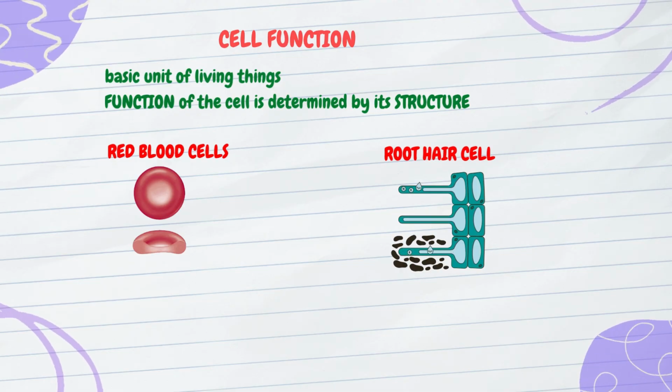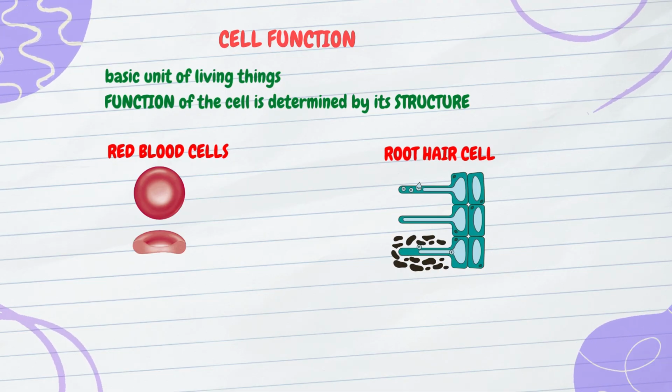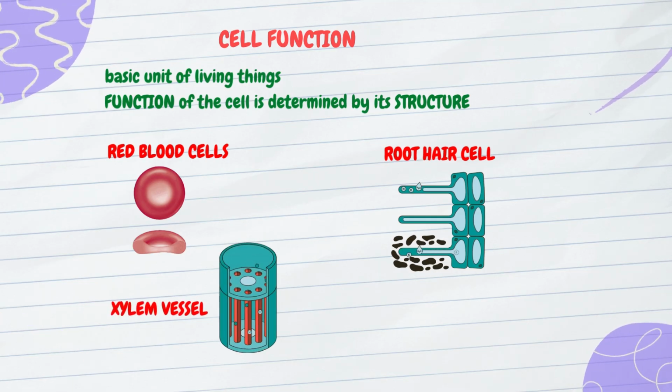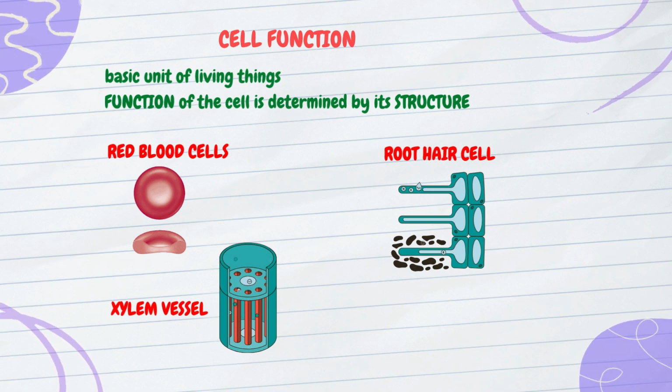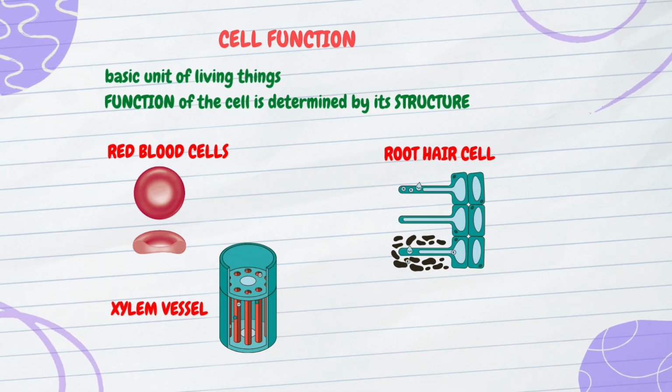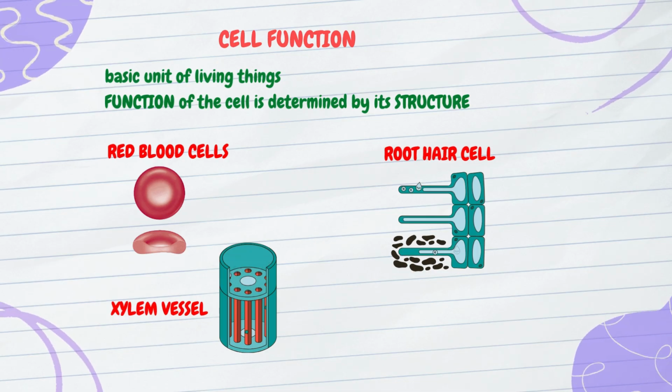Root hair cells absorb water and mineral salts from the soil because they have an extension that increases the surface area for absorption, have a concentrated vacuole for osmosis, and contain many mitochondria for energy. The xylem vessel transports water and mineral salts from the root to the leaves and strengthens plants because it has a narrow and hollow structure and is composed of rigid, dead, lignified cells.